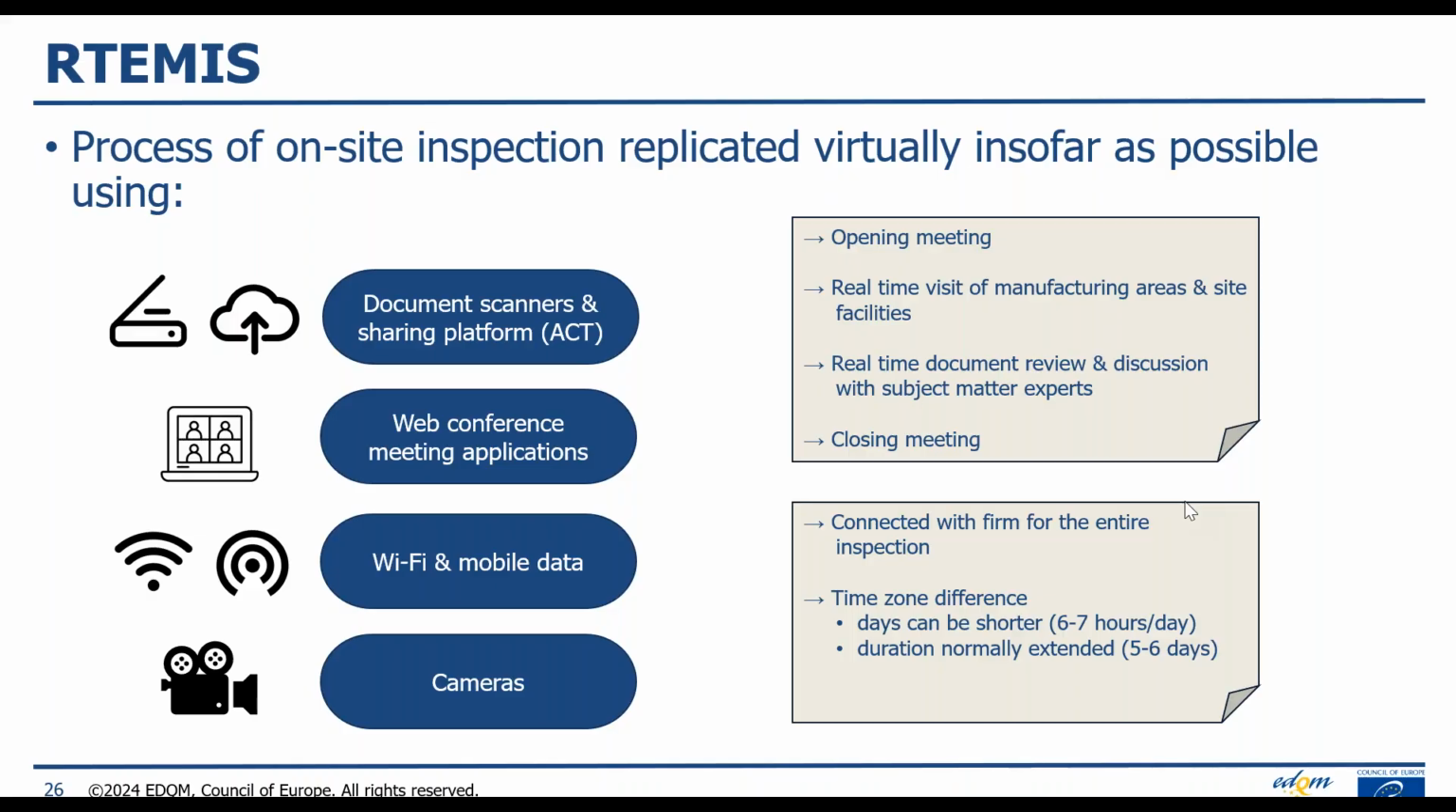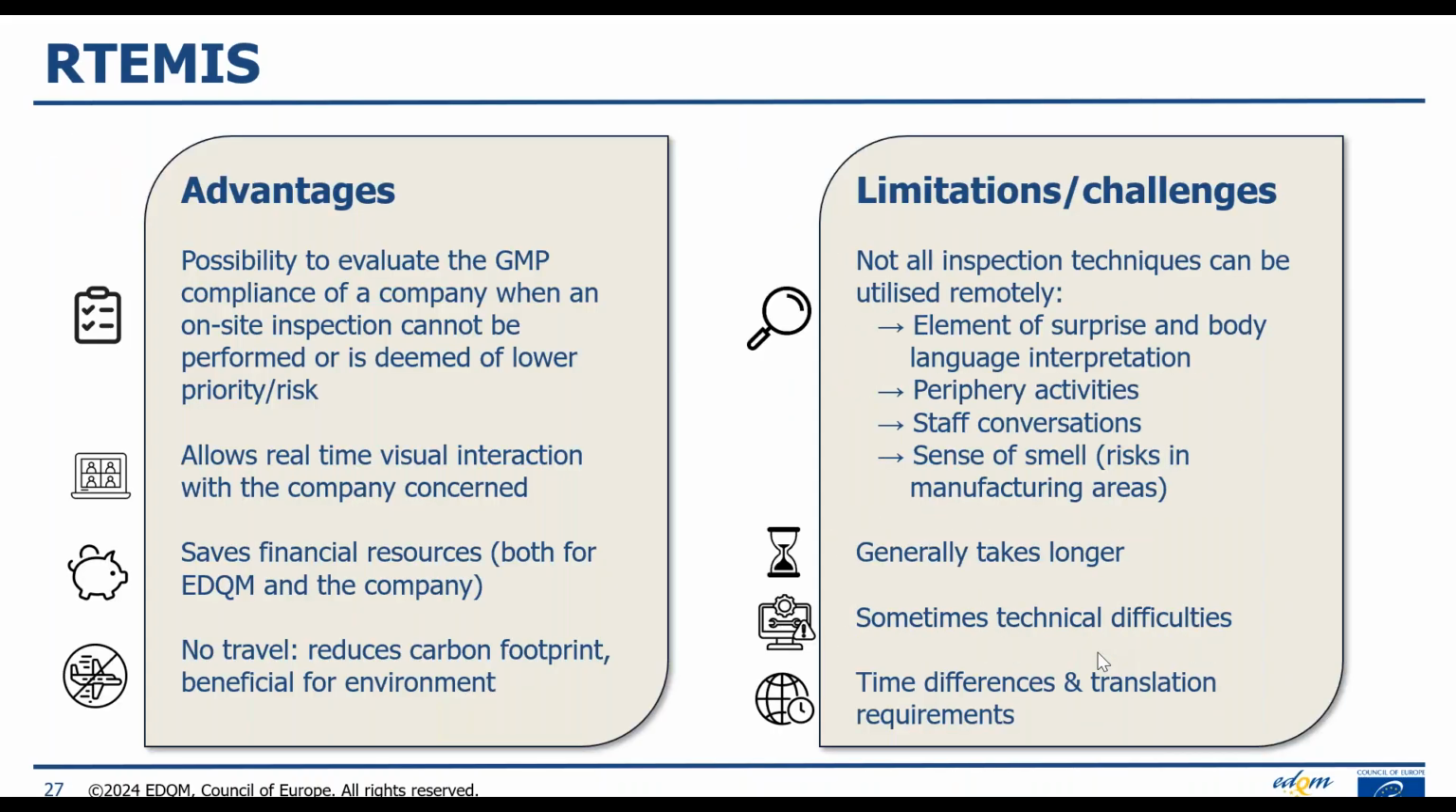Of course, there will be a time zone difference as we are based here in Strasbourg, and most of the inspections tend to be in India and China. As a result of that, our days can be a little bit shorter, to save us starting really early in the morning, and also to save the inspected company working really late at night. And as a result, the duration can be a little bit extended. So it's typically either 5 or 6 days for a remote inspection.